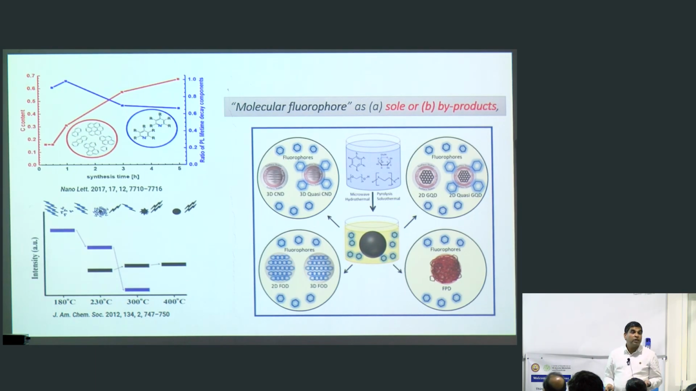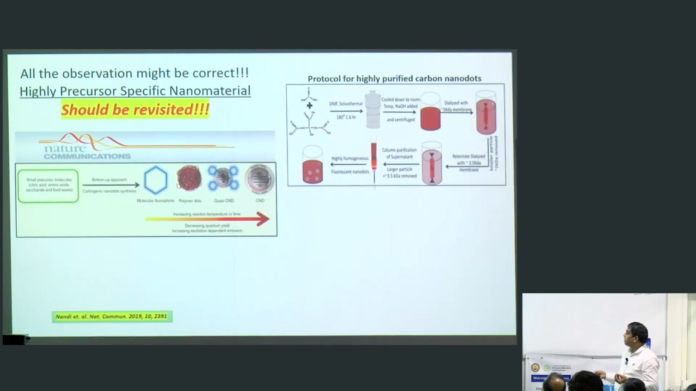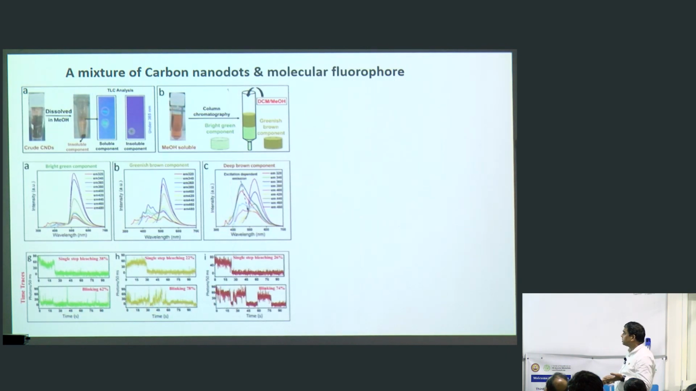So the actual carbon dot might not be present all the time. It might be present only 5 or 10%. So one has to do a very thorough investigation, and that's what we proposed in 2019 in Nature Communications: that one has to be careful and do a very thorough study, purifying and then understanding what the structure is. That is important in carbon dots.